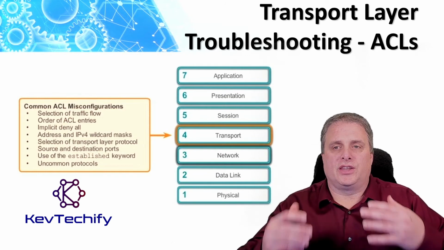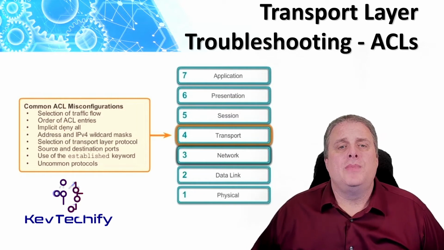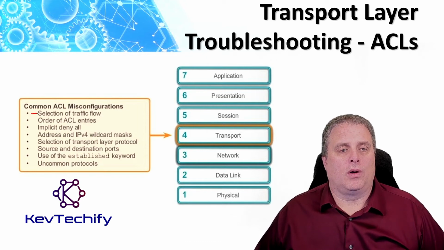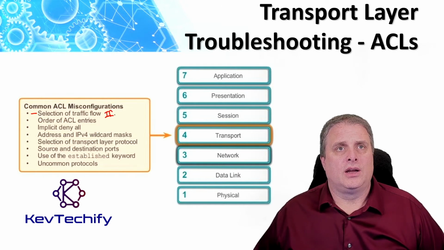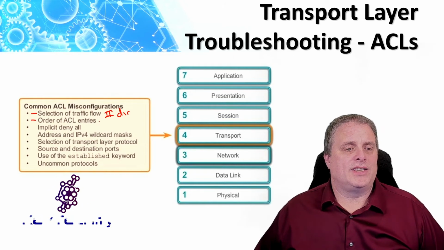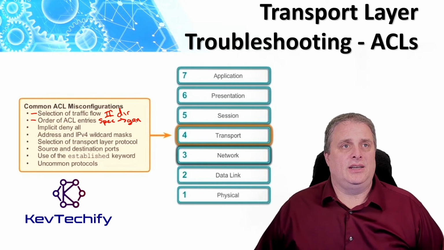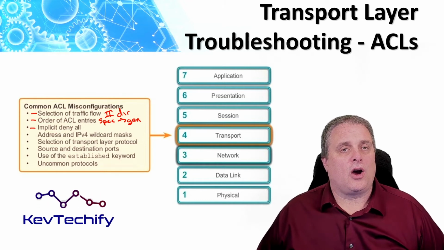When you're troubleshooting at the transport layer, one of the things you should look at is your access control list. Now, some common misconfigurations for access control lists here is the selection of traffic flow. Selection of traffic flow is often the interface and the direction, making sure that you have those set up. Another one is order of ACL entries. Your access control list should go from specific to generalized. The more specific is at the beginning, generalized at the end. Remember that you have the implicit deny any or deny all at the end.